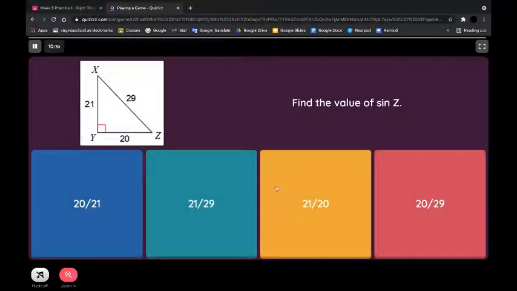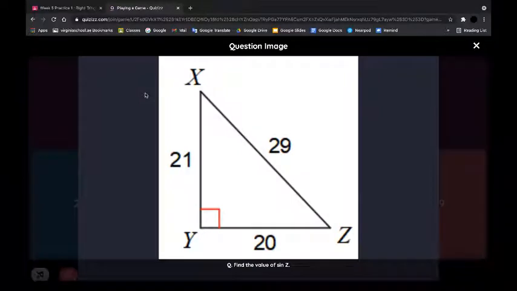Find the value of the sine of z. So the formula is opposite over hypotenuse, and the opposite of theta of z or angle z is nothing but 21 and the hypotenuse is 29. So it's 21 over 29.